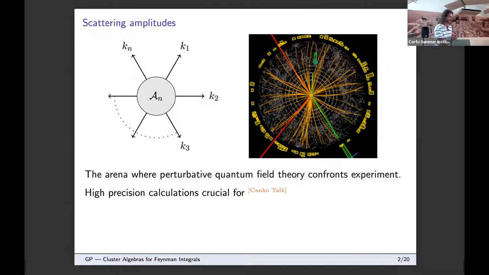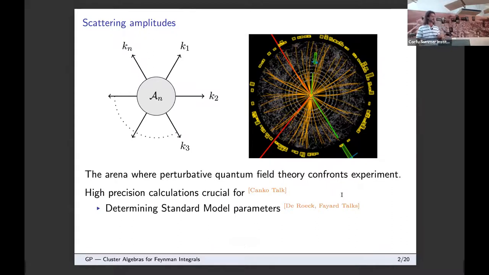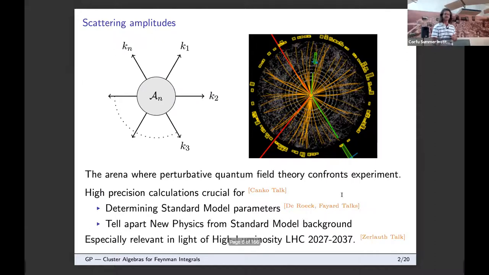We shared, in fact, this morning already in very interesting talks that we are entering the precision era with respect to LHC. And improving the higher orders, improving the perturbative expansion, going to higher orders, is important both for determining standard model parameters, but also, perhaps more importantly, for being able to tell about new physics from a huge, normally huge standard model background. And I think this is especially relevant.